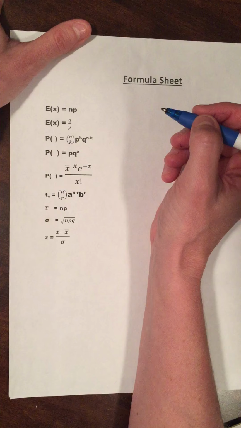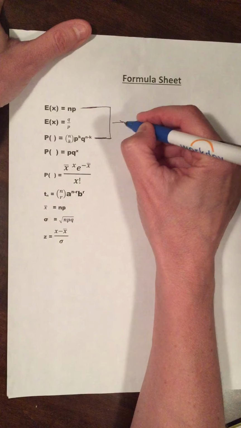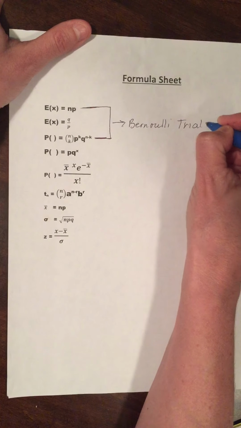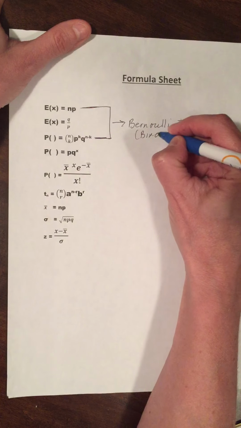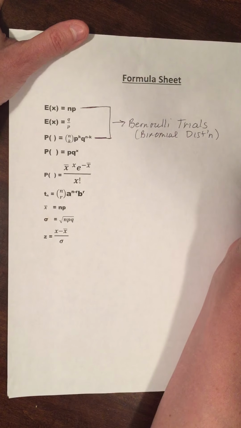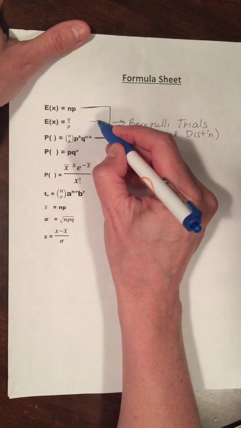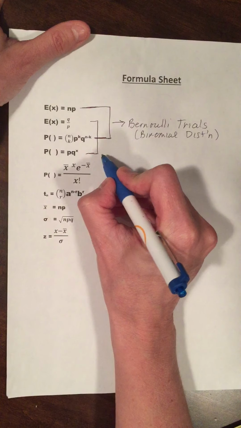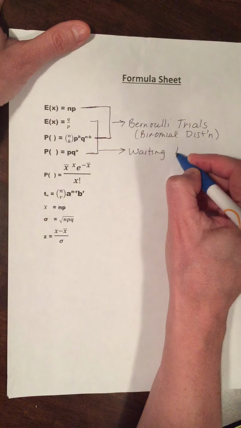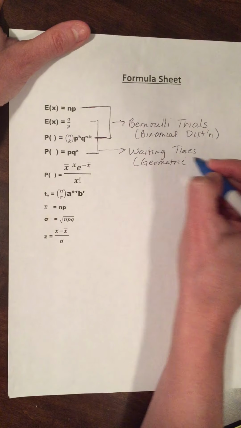pull things together. The first formula and the third formula are our Bernoulli trials binomial distribution formulas. Okay, that's your Bernoulli, that's your quickie expected value. The second and the fourth formula are our waiting times geometric distribution formulas.